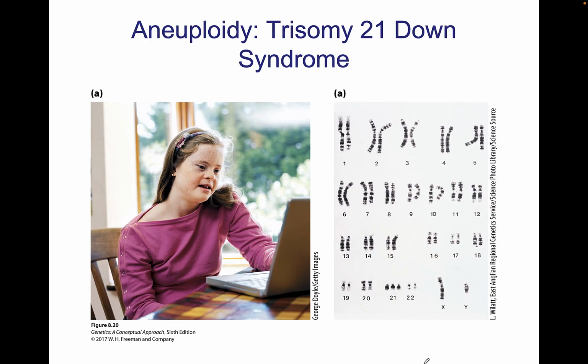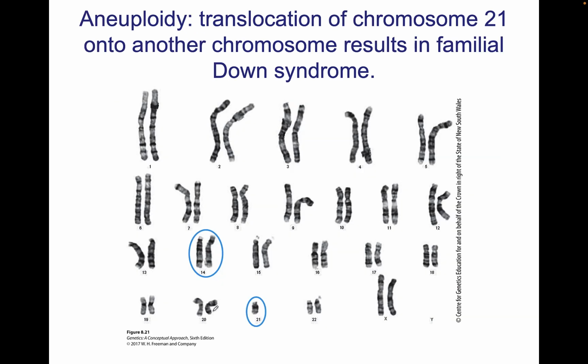So this would be the example of Down syndrome here. In this case you can see the aneuploidy of chromosome 21, which is here. Instead of having 2, there are 3. Usually individuals with Down syndrome have very similar features, and it's usually also associated with intellectual disabilities and abnormal facial features, like a flat face, small nose, and oval shaped eyes. It is believed that the translocation of chromosome 21 onto another chromosome results in familial Down syndrome, so between these two here.